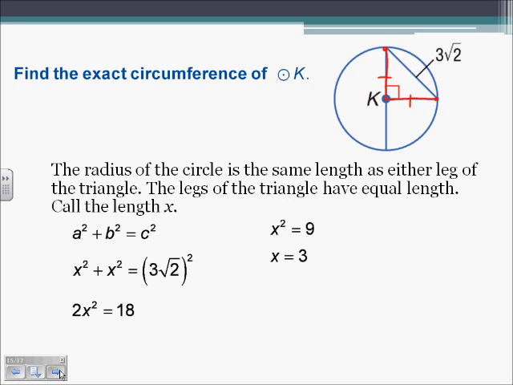So we know the radius of this circle equals 3, but we're not asked to find the radius, we're asked to find the circumference. So we know circumference is going to be 2 times pi times r. So the circumference of our circle is 2 times pi times 3, which is 6 pi. 6 pi is our exact answer. We didn't round off any decimals. So we leave it as 6 pi when they ask for the exact solution.